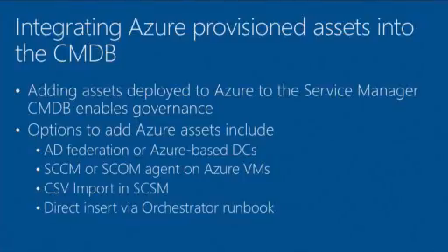So adding assets in Azure back into the Service Manager CMDB enables some governance at the end of the day, some lifecycle management, and our options are several. So we can get into Active Directory, Federation, or Azure-based domain controllers and Configuration Manager and Ops Manager agents. I could even look at that CSV import option we looked at and demonstrated on day one, to maybe just run a PowerShell script, get a comma-separated value file with a list of Azure virtual machines and the associated service and the IP address.